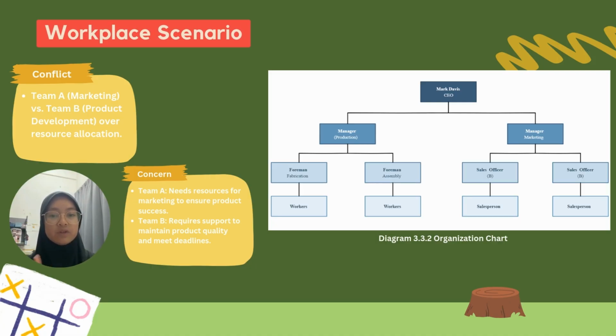So let's say we have two departments in a company having a conflict over resource allocation. For example, Team A is a marketing department and Team B is product development. For Team A, their concern is they need resources for marketing to ensure that their product is a success. Meanwhile, Team B requires support to maintain product quality and to meet their deadline.